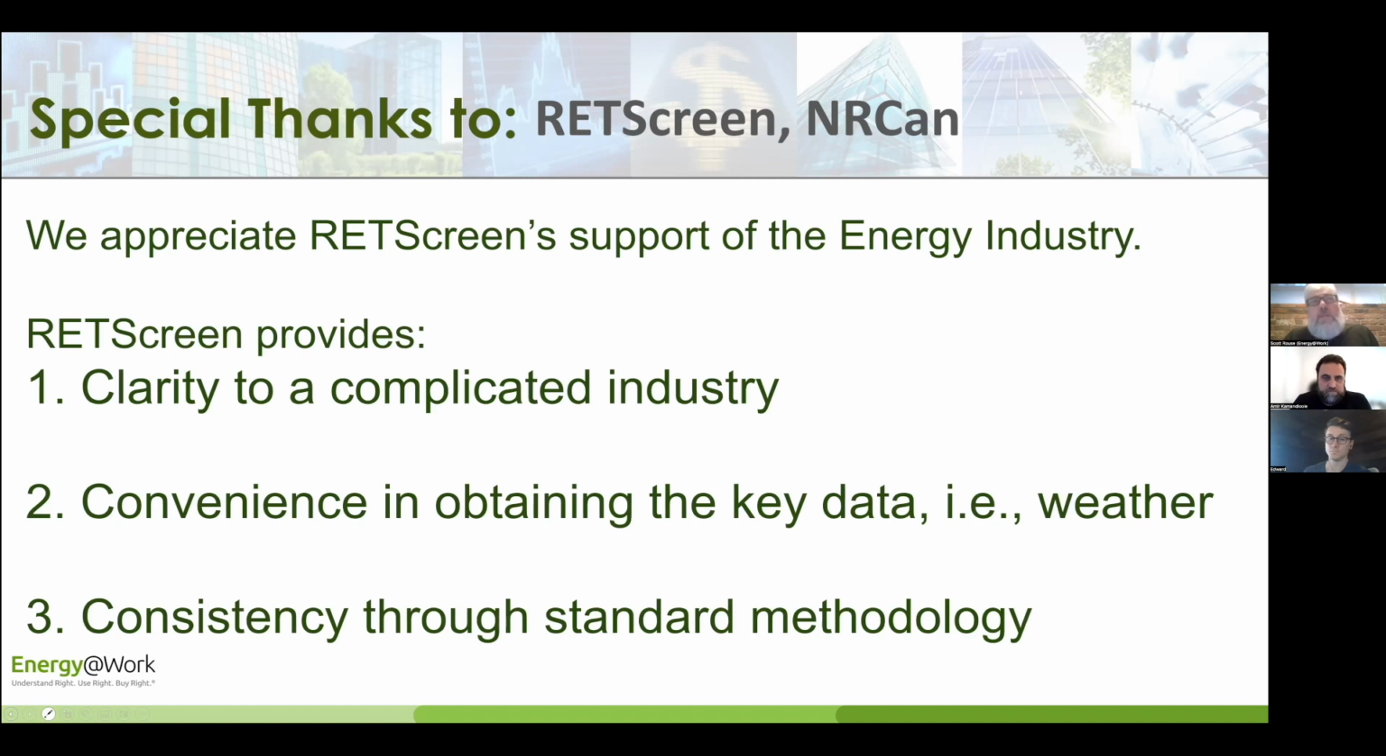And I would suggest our energy analysts probably spend 1 to 2 hours a day utilizing RETScreen. And then finally, which is also very important, is to have consistent methodology so that we can take our RETScreen product and share it with anybody else, and they'll get the same result as we do. So consistency is, again, very important.